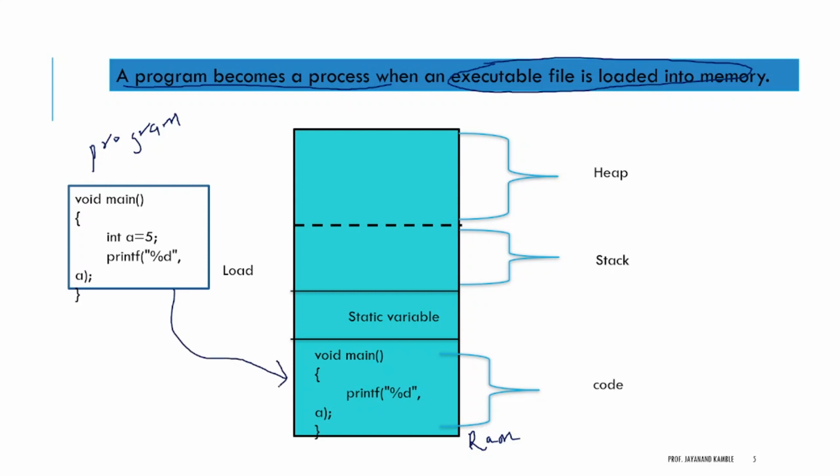Now program instructions start to execute. As soon as it executes int a equal to 5, this variable is stored in the stack memory. So the stack memory is divided into two pieces, and one space is used for storing the data for the integer variable. So here a is equal to 5 entry is made into the stack. Now this is the program.